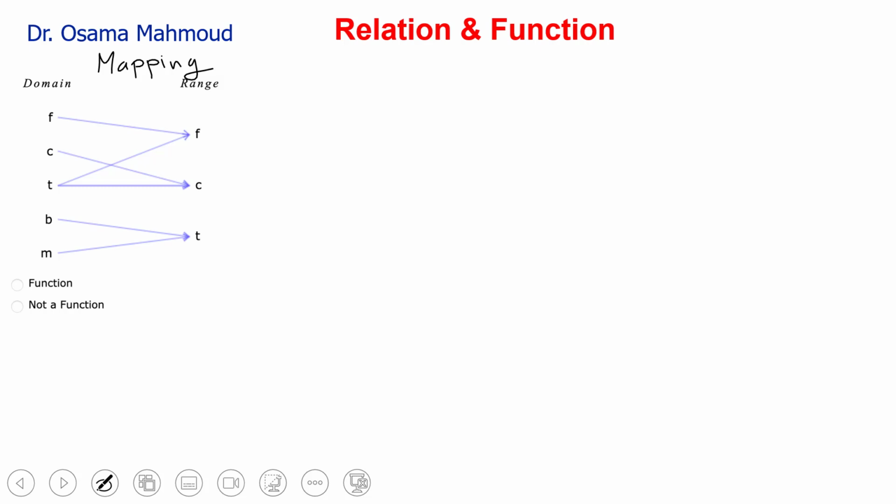The domain should be to the left. So this is the domain, and the range will be to the right. As we see, one element in the domain has two images in the range. In this case, it will never be a function, but still a relation. So it is not a function because one element in the domain has two images in the range. Okay.